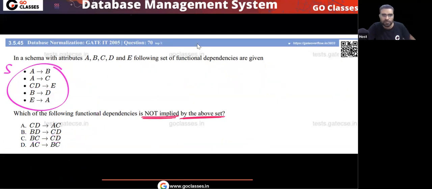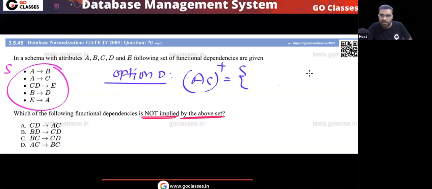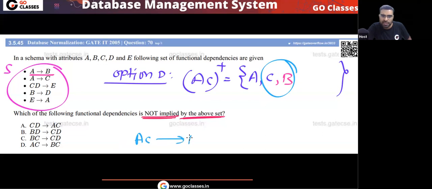What about option D? In this option D, what you will do? You will find the AC closure. Basically, you will check in this set of functional dependencies what AC can determine. AC can determine AC. You can see A can determine B. Can you stop here? Yes, you can stop here, because AC can determine BC.